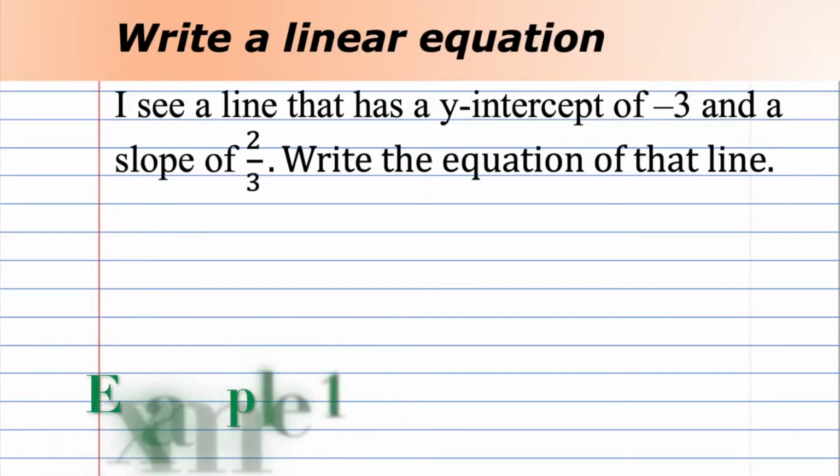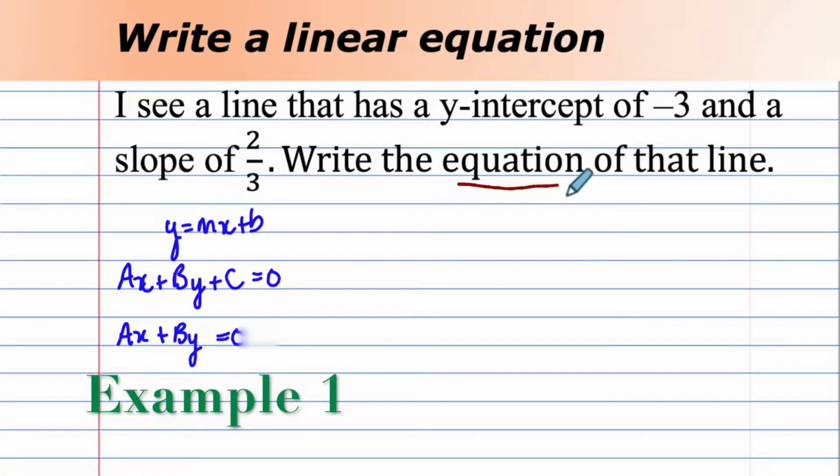I see a line that has a y-intercept of -3 and a slope of 2/3. Write the equation of that line. The question says to write the equation of the line. We'll choose this form of the equation because we're given slope and we're given y-intercept.